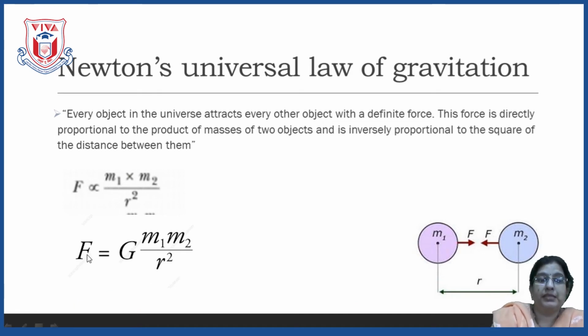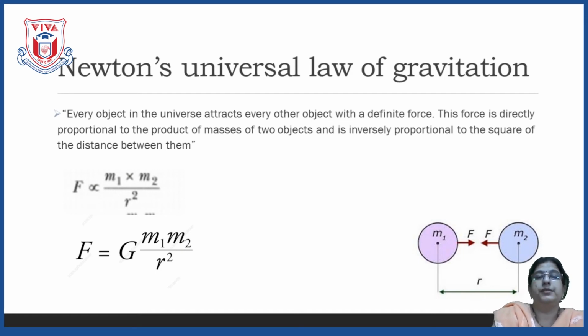That's why we can write the formula of the universal law of gravitation as F. F stands for force. Capital G stands for universal gravitational constant. M1, M2, product means multiplication, that is M1 into M2. M1 is the mass of one object, M2 is the mass of the other object. So, F is equal to G M1 M2 upon R square. Here R stands for the distance between both the objects.